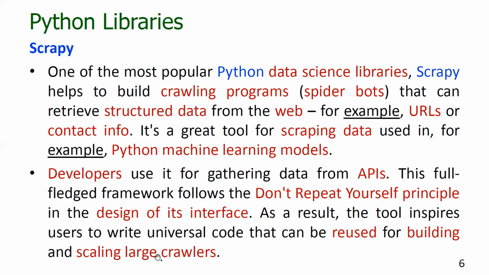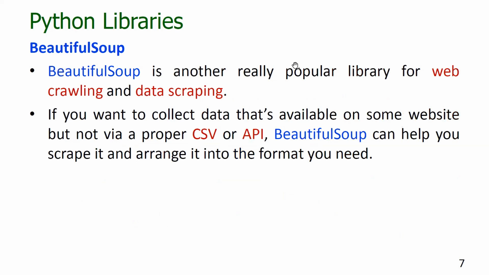large crawlers. Then the next library is Beautiful Soup, another really popular library for web crawling and data scraping. If we want to collect data that is available on some websites, but not via a proper CSV or API, Beautiful Soup can help us to scrape and arrange it into whichever format we require. That is about the Beautiful Soup library.